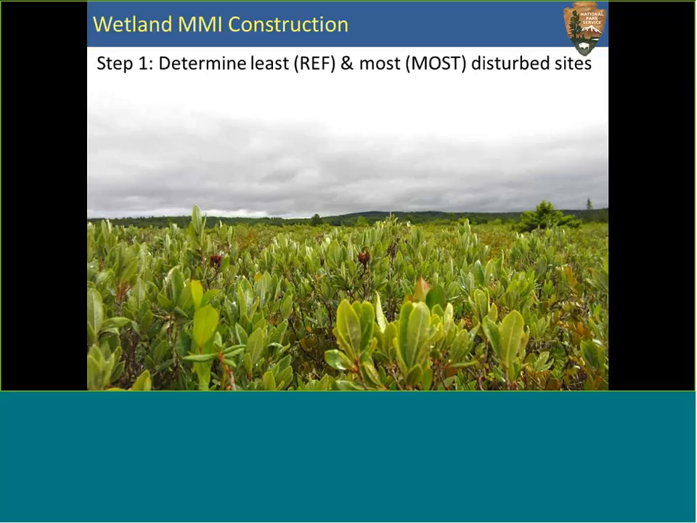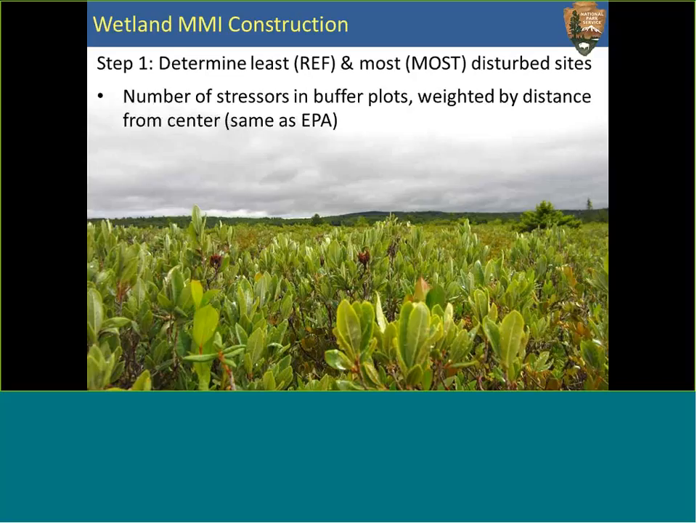So the first actual step of the MMI construction was to determine reference sites that are the least disturbed from most disturbed sites. So I used number of stressors in the buffer plots weighted by distance from center. This is the approach that EPA developed. If you were at the Denver meeting last year or 2 years ago when they talked about it, it's also in their technical report. So that's how I looked at whether it was reference or most disturbed.